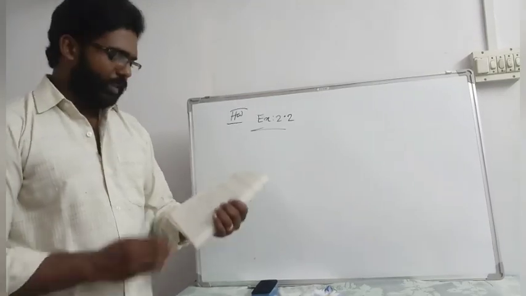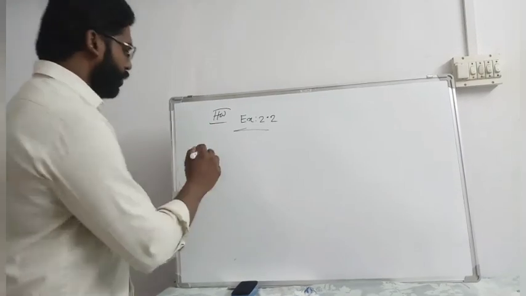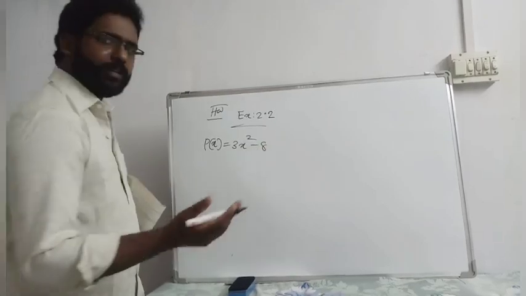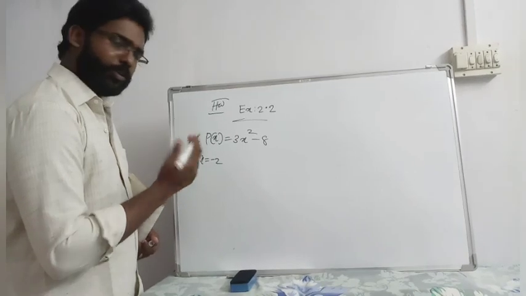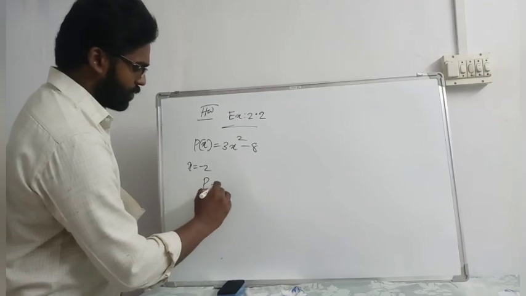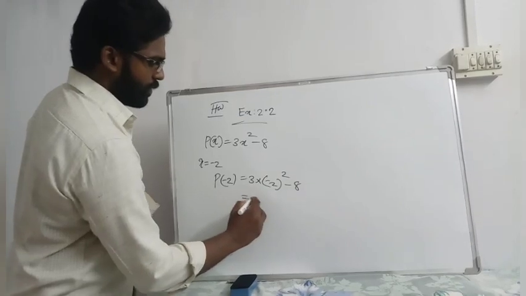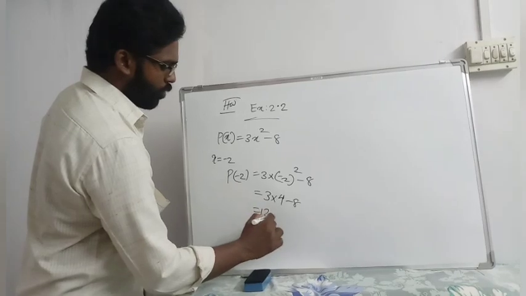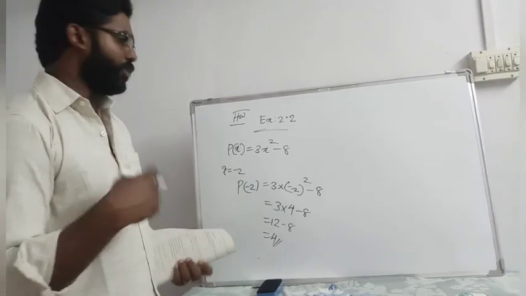Exercise 2.2. There are 4 questions. First question, find the value of the polynomial. If given one polynomial, p of x equal to 3x square minus 8, and they give some value, x equal to minus 2. Find the value at x equal to minus 2. You already learned: put minus 2 instead of x. That means p of minus 2 is 3 into minus 2 square minus 8. Minus 2 square is 4, so 12 minus 8 is equal to 4. The first question is simply putting the values.